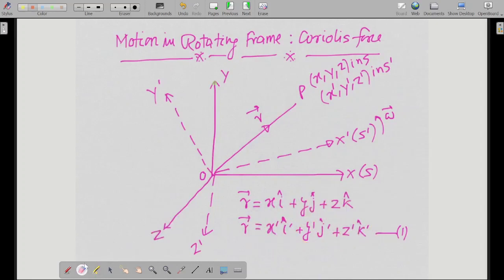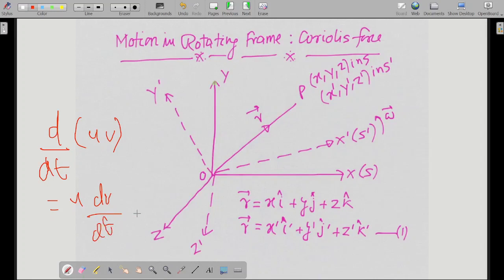So after you apply the UV rule, what does it say? UV rule clearly suggests that d by dt of uv is equal to u dv by dt plus v du by dt. That's what your UV rule is, right? So you will apply the UV rule over here. After you apply the UV rule, what do you get?